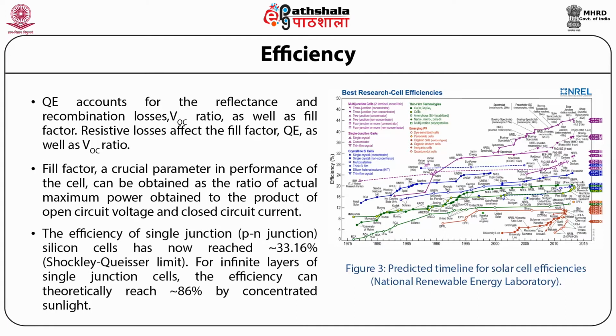The efficiency of single junction, that is PN junction silicon cells, has now reached approximately 33.16%. That is the Shockley-Queisser limit. For infinite layers of single junction cells, the efficiency can theoretically reach approximately 86% by the concentrated sunlight. Figure 3 shows the projected timeline for solar cell efficiencies, which is as given by the National Renewable Energy Laboratory.